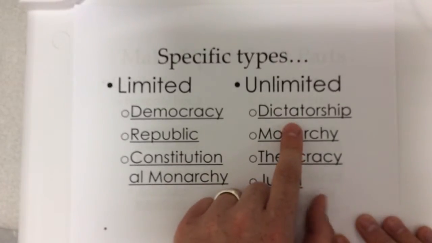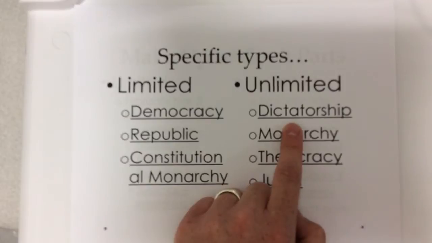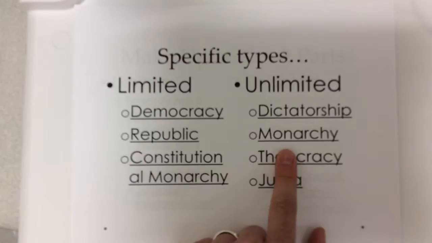Under unlimited, we have things like a dictatorship, where we have a dictator who tells everybody what they can and can't do. They take it or leave it. He has total control, often kills his people. Just a very, very bad place to be. A traditional monarchy, this is where a king has total control. An example of that is in Thailand.